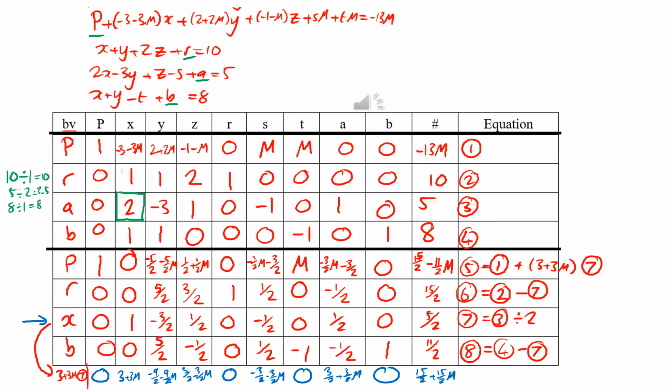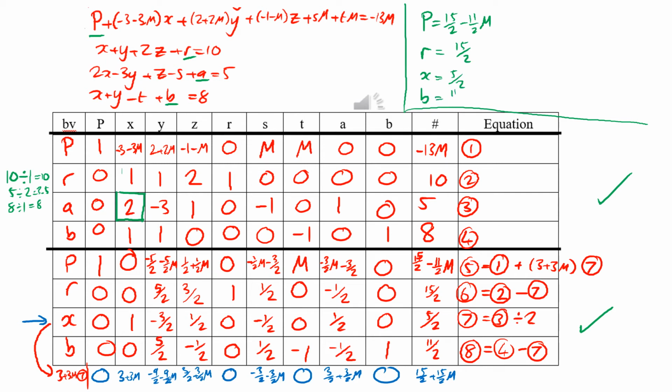But luckily the question is not asking us for that. The question is saying, set up the initial tableau, which we did up here, carry out one iteration, which we've done, and then find the value of each variable at that stage. So at that particular stage, we can say that P is equal to 15 over 2 minus 11 over 2m. So P is unspeakably negative. We can say that R is 15 over 2, X is 5 over 2, and B is 11 over 2.